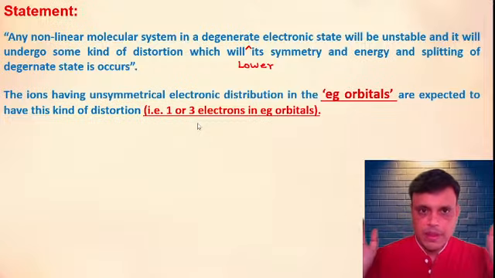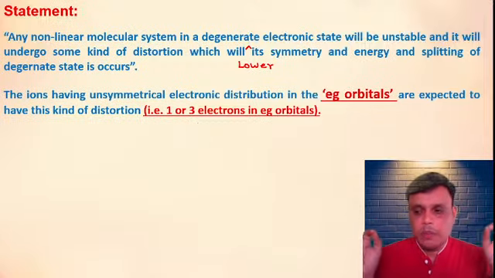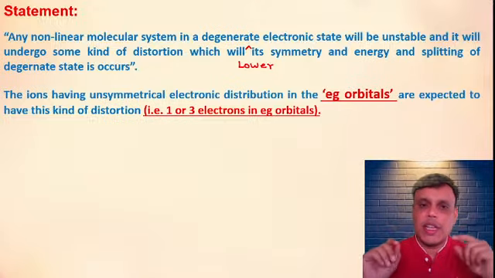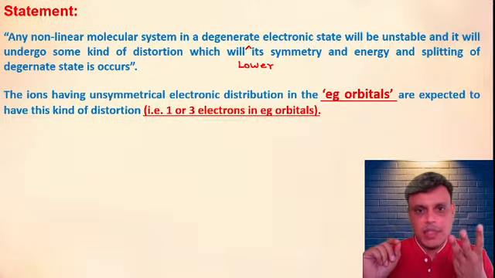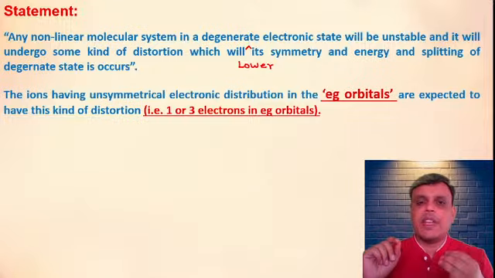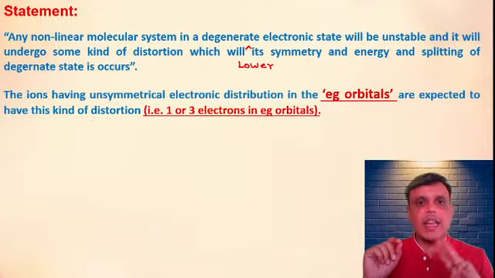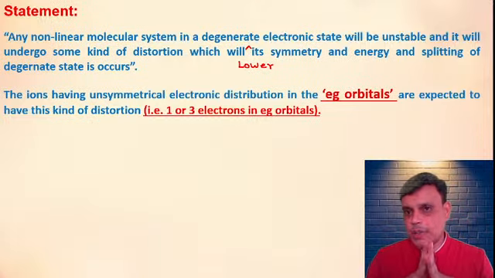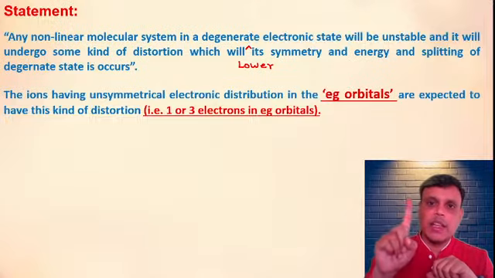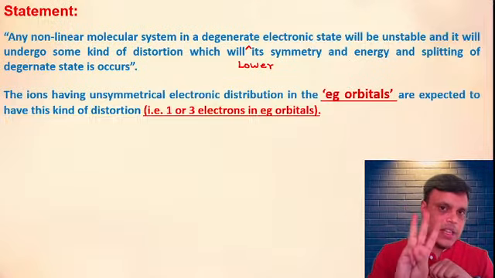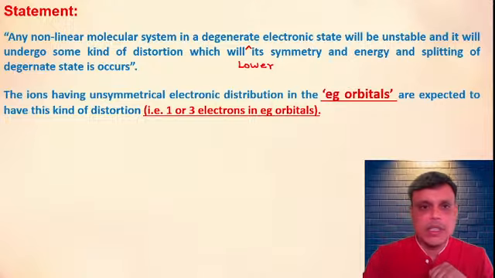Very simple. When the Eg orbital contains 1 or 3 electrons, then automatically its filling of electrons will become unsymmetrical, and then the Jahn-Teller distortion takes place. Very, very important: when the Eg orbital contains 1 or 3 electrons. Okay, so this is the second point.